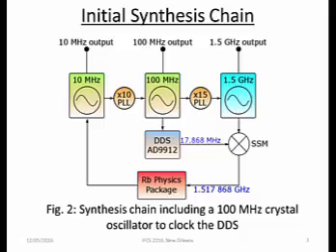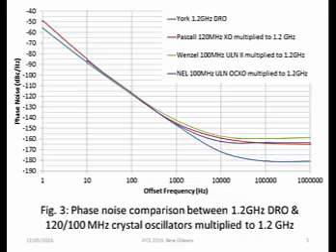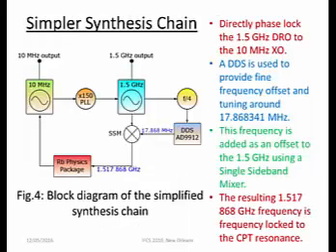But when we compared the performance of the DROs that we could build at York with some of the very best 100 megahertz and 120 megahertz crystal oscillators available, we found that our DROs can achieve better phase noise performance at all offsets than the multiplied up phase noise of those oscillators. So in the end, we decided to exclude the 100 meg crystal oscillator from our synthesis chain and only use the 10 megahertz and 1.5 gigahertz oscillators.